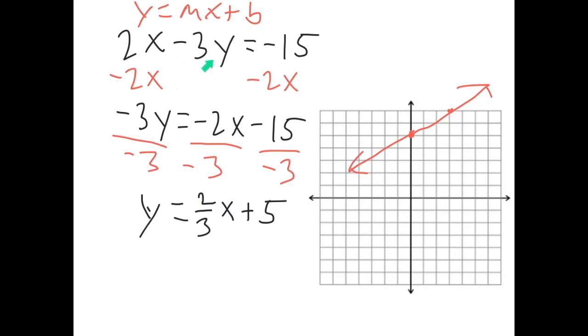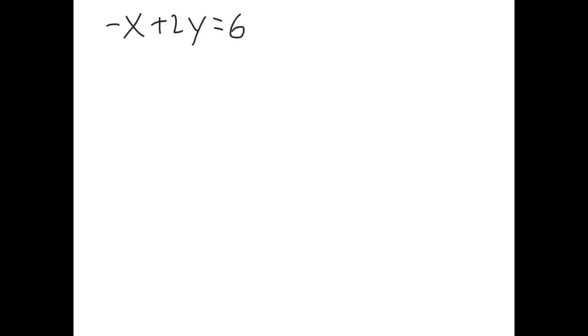It's already in a different form, so you need to bring the x to the other side. You need to divide everything by the number that's multiplying y, and then graph it. Y-intercept, then slope. Alright, let's do one more example. Alright, so here's another problem.